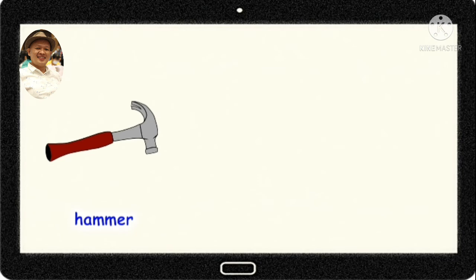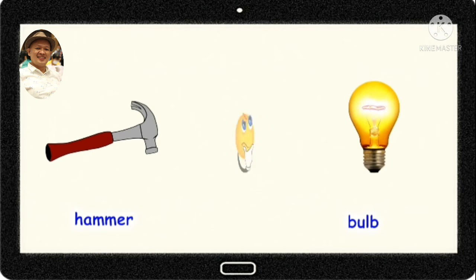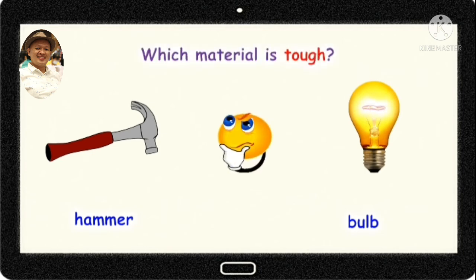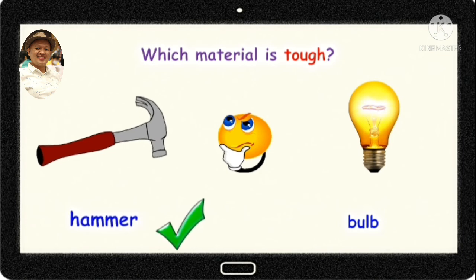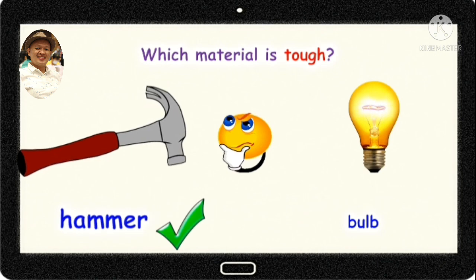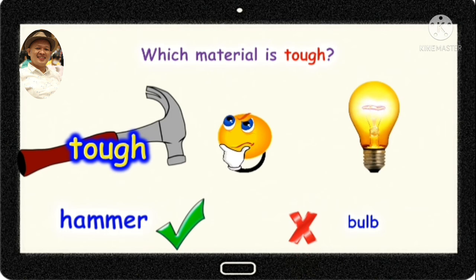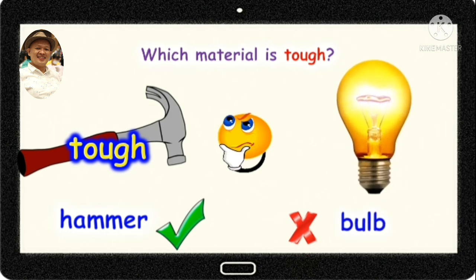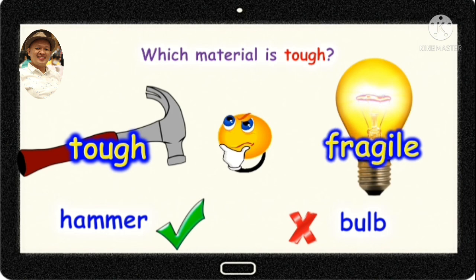Next, hammer, bulb. Which material is tough? Hammer or bulb? Correct answer is hammer. Hammer is a tough material, while bulb is a fragile material.